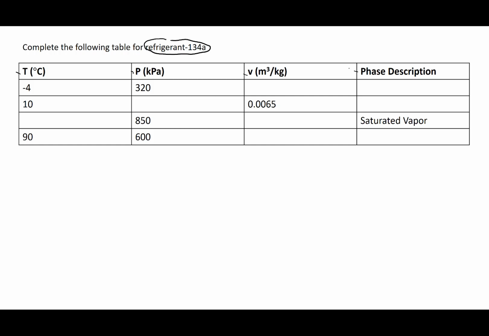So for instance, on this first line, and I'm just going to call these lines A, B, C, and D. On the first line, we were given that our refrigerant 134A has a temperature of -4, and it's at 320 kilopascals, and we want to figure out what the specific volume is and what phase it is. So is it a mixture? Is it a compressed liquid? Is it a superheated vapor?